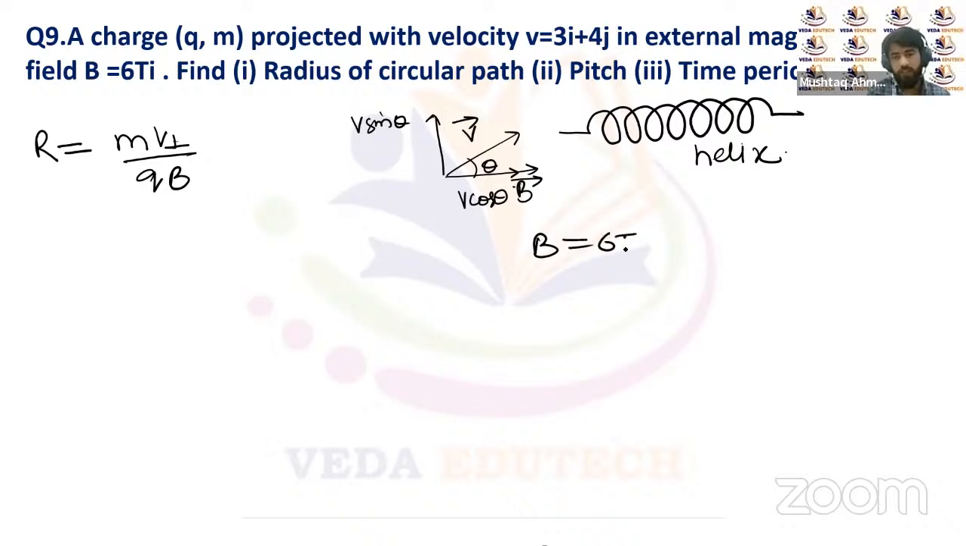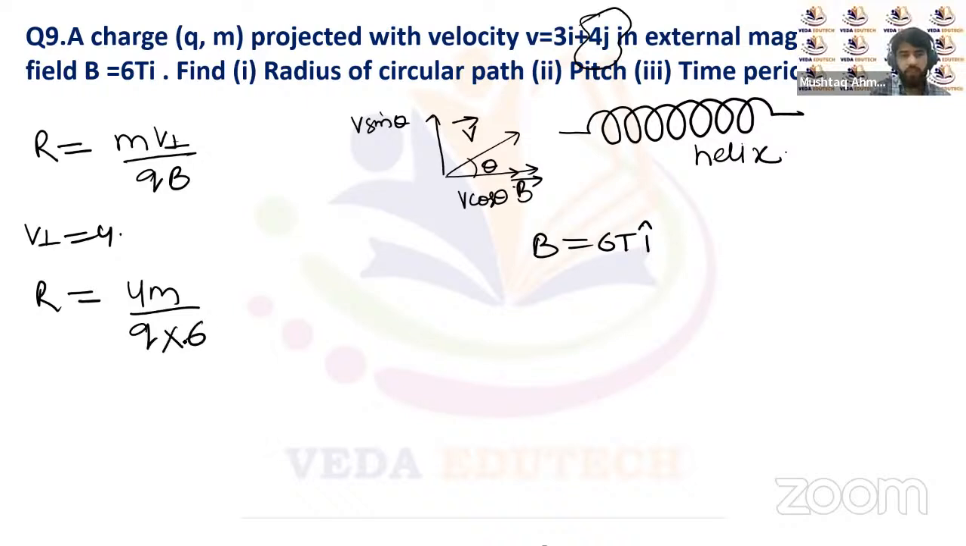That's given as 6 Tesla i cap. The component of the velocity which is perpendicular to the magnetic field will be the j component of this velocity vector. So v perpendicular has the magnitude equal to 4. So the radius of the circular path will be 4m upon qB. The magnetic field is given as 6, so it will be 6 here. So it will be 2m upon 3q. This is the radius of the circular path followed by this charged particle.